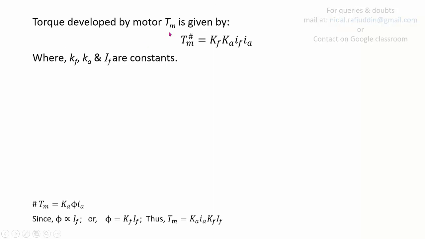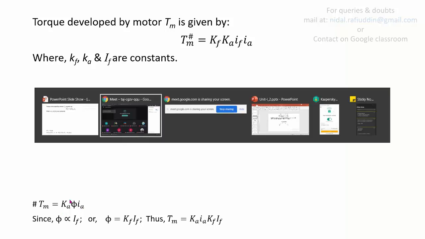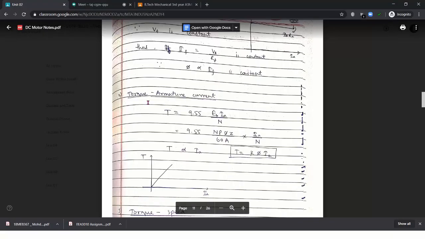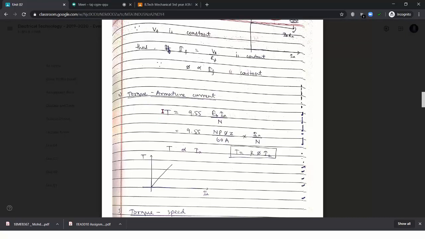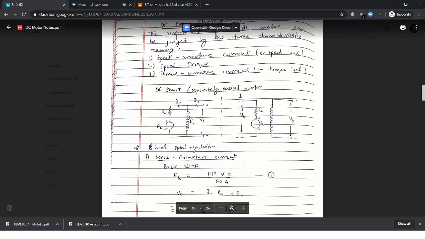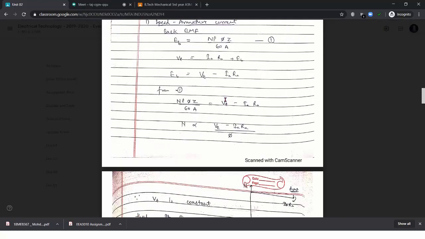Now the torque developed by motor Tm is given by the term Kf, Ka, If, Ia. So this was derived from the term that you already have studied previously, where motor torque is equal to Ka phi Ia. And if you remember, I have got notes from one of the students of your class. So here are the notes. If you can see, this was taught to you for a separately excited motor. So this is DC shunt separately excited motor.